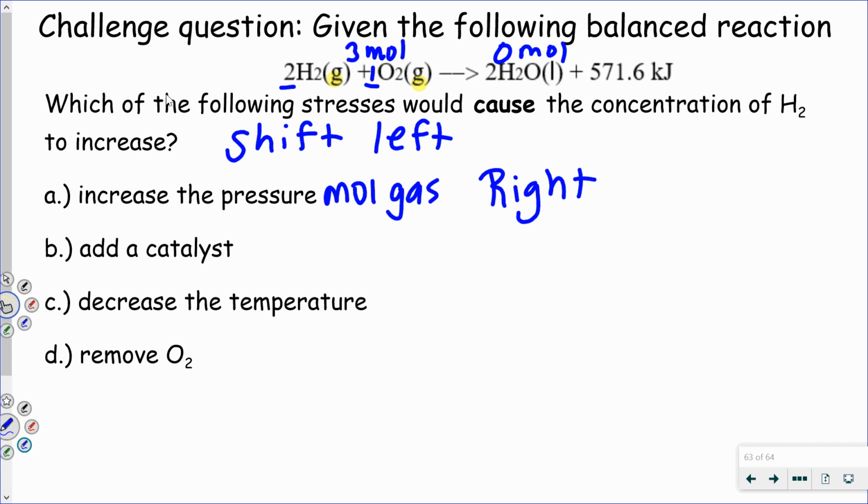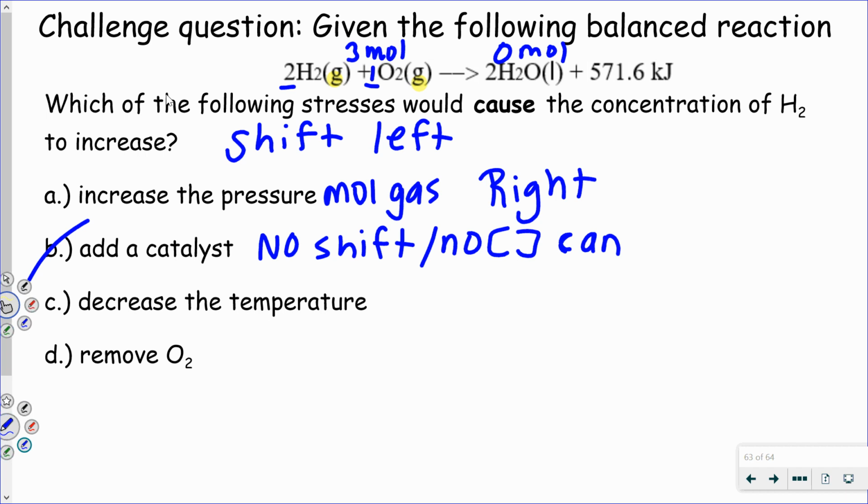All right, let's take out our second option, add a catalyst. A catalyst doesn't shift anything at all, so it's never going to change the concentration. So anytime a catalyst is an option and they want to know if the concentration is going to change, that's automatically out. Okay, what about decreasing the temperature? All right, so temperature, here's my temperature, here's the heat. Remember, for temperature, you can use add away, take towards. So decrease, I'm taking away temperature. That means my arrow needs to shift towards it, which would be to the right. So that would be a right shift.